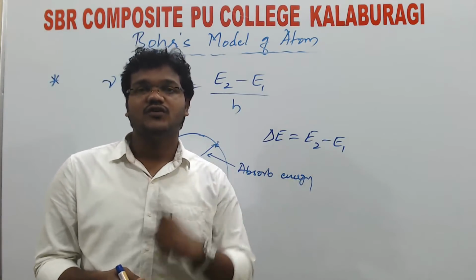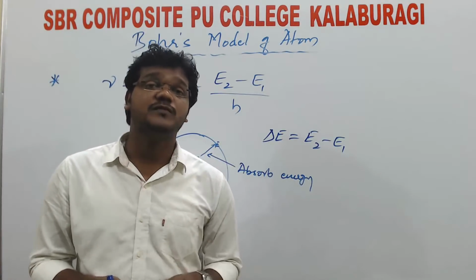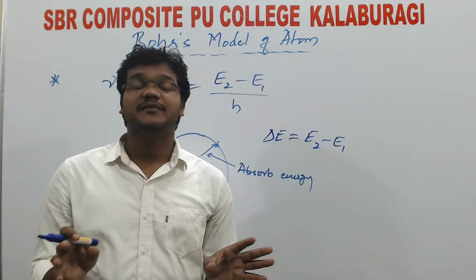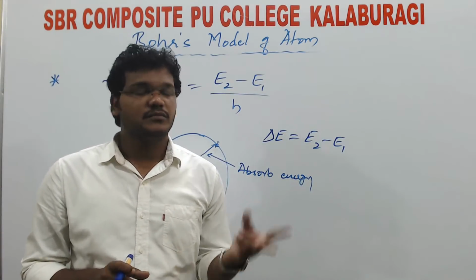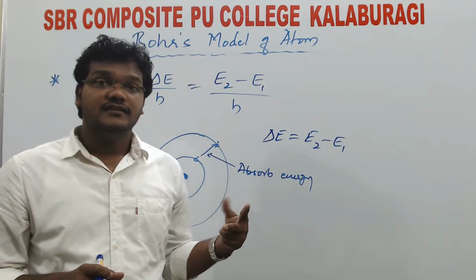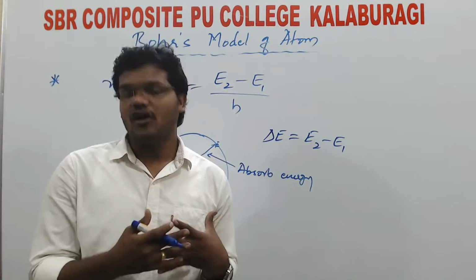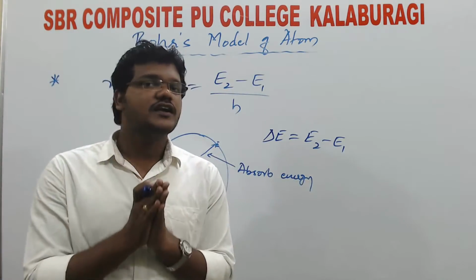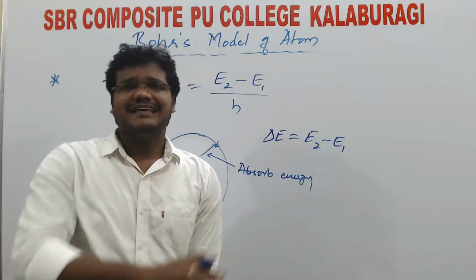So the first one was regarding orbit. Electrons revolve around the nucleus in a circular path, that is called an orbit, and those orbits will have a fixed mass, fixed energy and fixed radius. Clear? Similarly, the second was that the energy of the electron in an orbit does not change with time. Fourth is also saying the same thing.